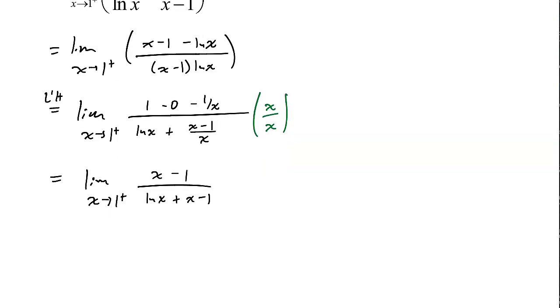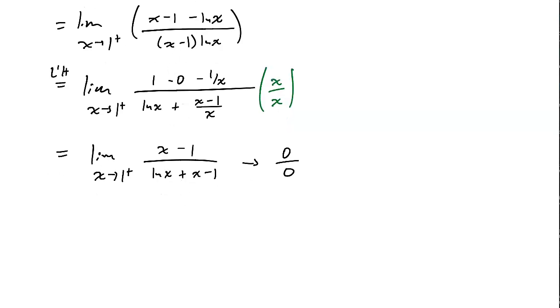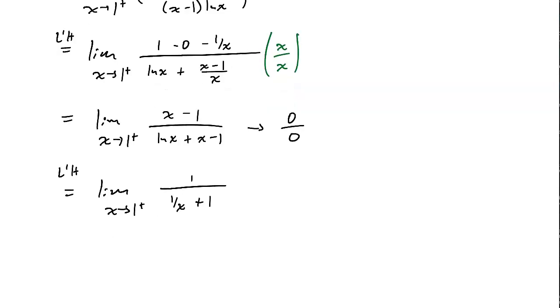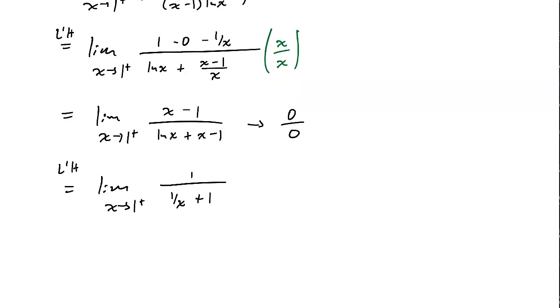Right. So now if I put in 1, let's see, this would be 0 over ln of 1 from the right is 0. So 0 over 0. So I need to use L'Hopital's again. So hopefully this is the only time I need to use it again. So I have 1 over x plus 1. Right. So this is 1 over 1 plus 1, which is 1 over 2.